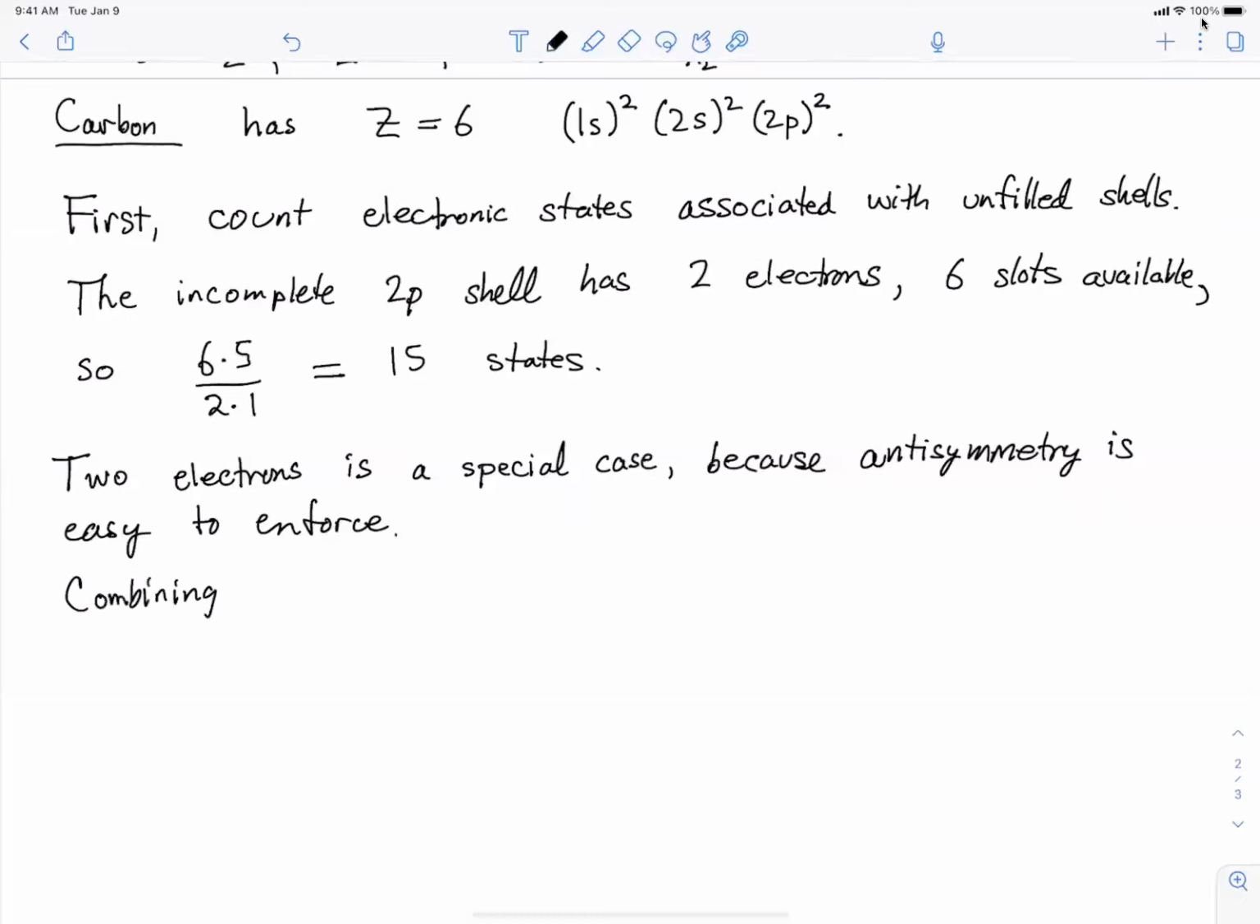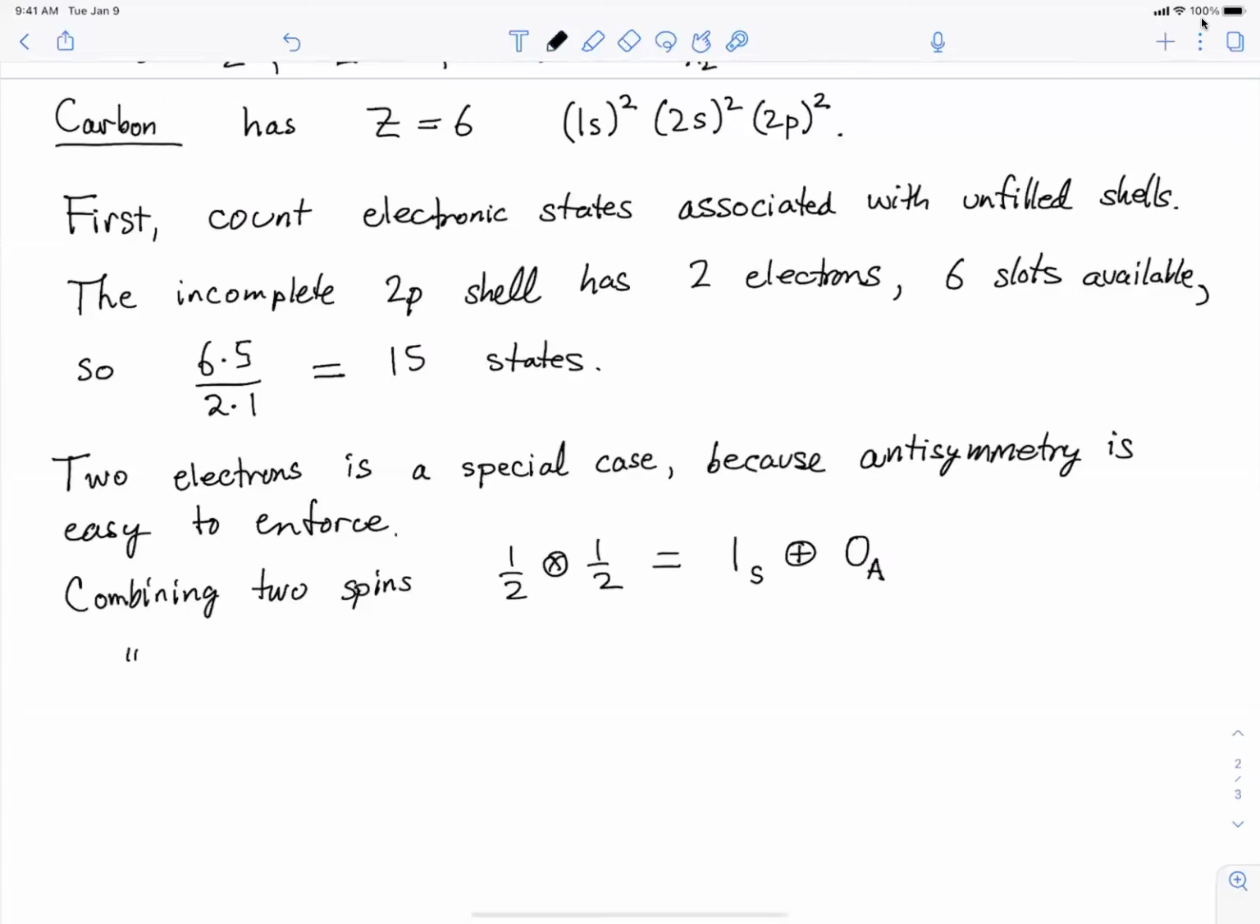Combining 2 spins, when we do addition of angular momentum, we have a 1/2 tensor product 1/2, and we know that that can be either an angular momentum 1 in a symmetric combination or an angular momentum 0 in an antisymmetric combination.